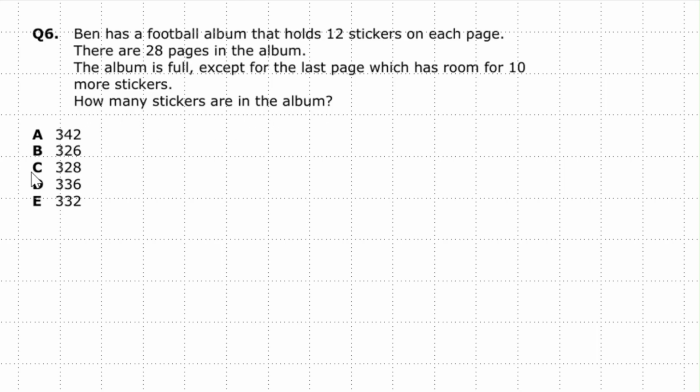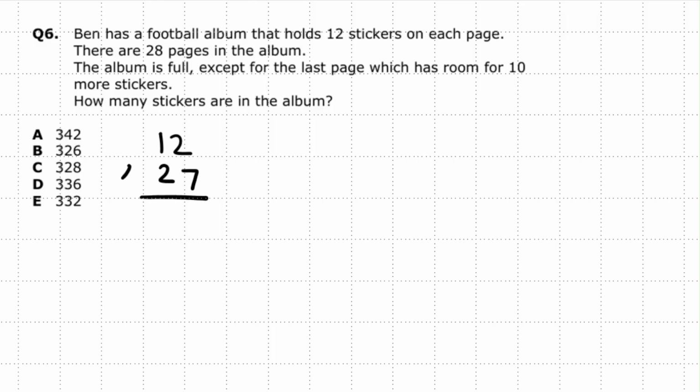And here are the options. To solve this question, we need to first find out how many stickers are on those 27 pages. You might be wondering why 27 instead of 28. Because the last page, the 28th page, has room for 10 more stickers. That means the 28th page has 2 stickers. So we're going to times 27 by 12.